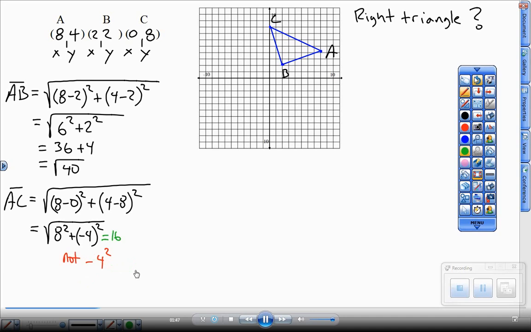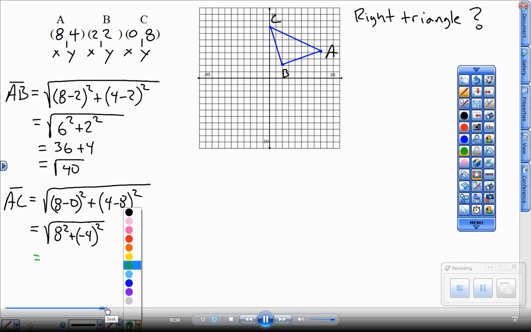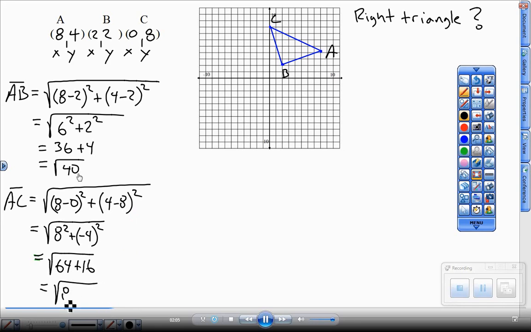So that gives me 64 plus 16. Again, 64 plus 16, when I add that up, gives me 80, root 80. Leave these numbers alone. Don't square root these into decimals.